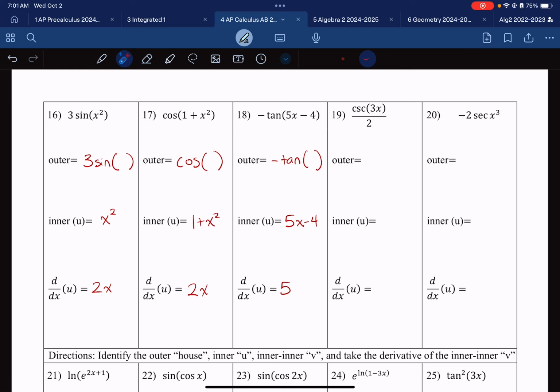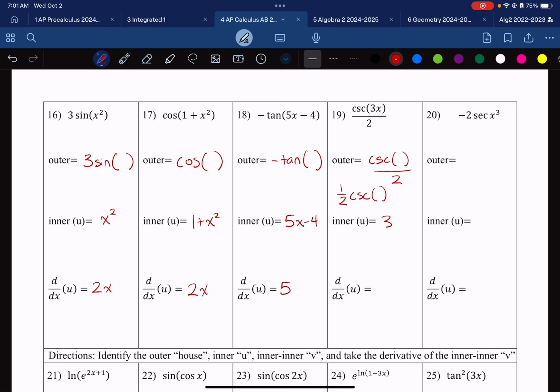Number 19, we have cosecant of 3x, and that's going to be cosecant of the inside, all over 2. Again, you could also write this as 1/2 times the cosecant of whatever the inside is. It's another form that you should get used to.